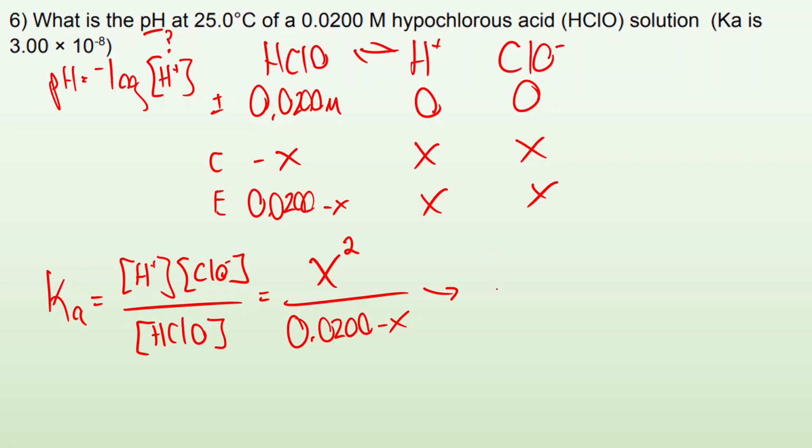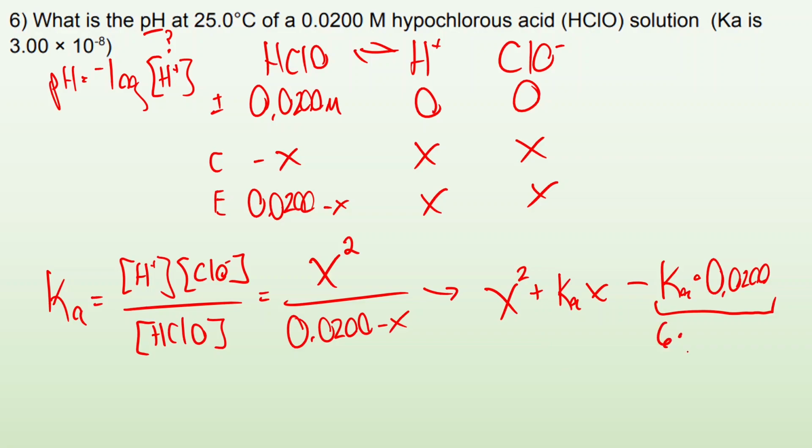And what do I get? I got X squared plus Ka times X minus Ka times 0.0200. And when I actually plug those numbers in, let's see, my TV movie magic, I have 6 times 10 to the minus 10. So now I use my quadratic. My A equals 1. My B equals my Ka of 3.00 times 10 to the minus 8. And my C is equal to a negative 6 times 10 to the minus 10.